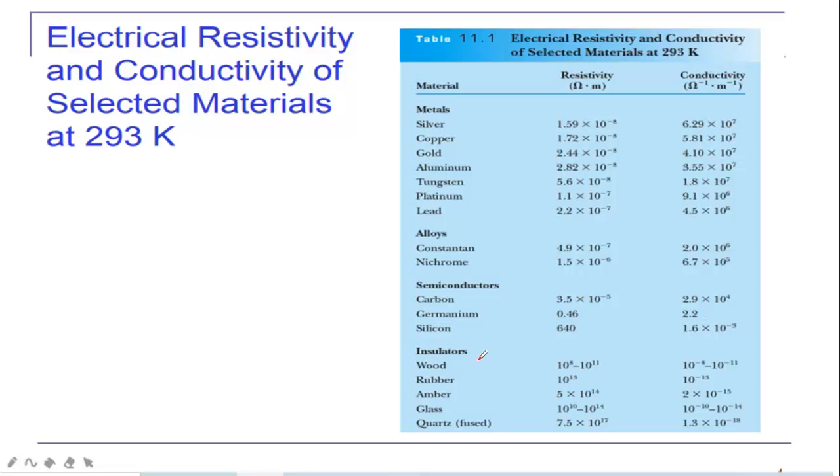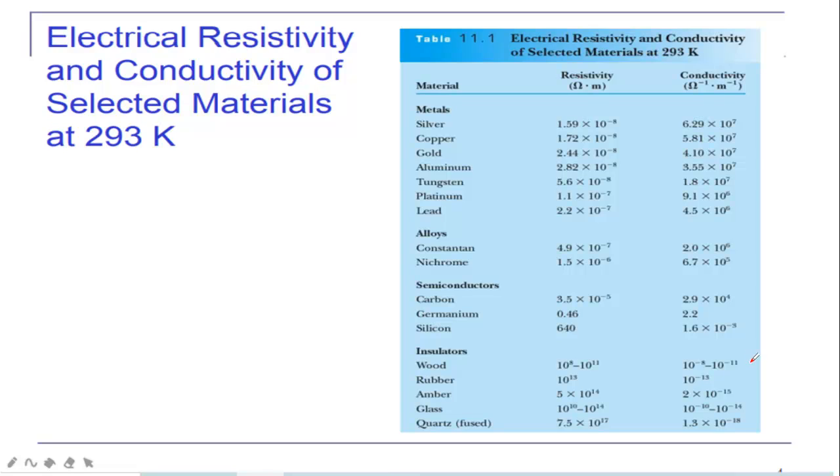And the last ones are insulators. Let's take an example. Wood has a resistivity of 10 to the power 8 to 10 to the power 11 ohm meter, which is very high. And the conductivity is 10 to the power minus 8 to 10 to the power minus 11 ohm inverse meter inverse, which is very low. That is why wood is an insulator.